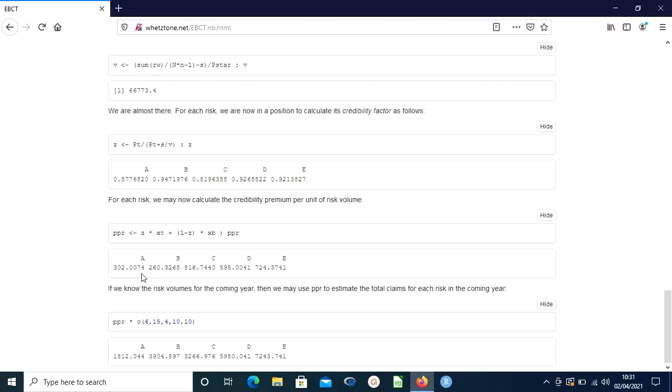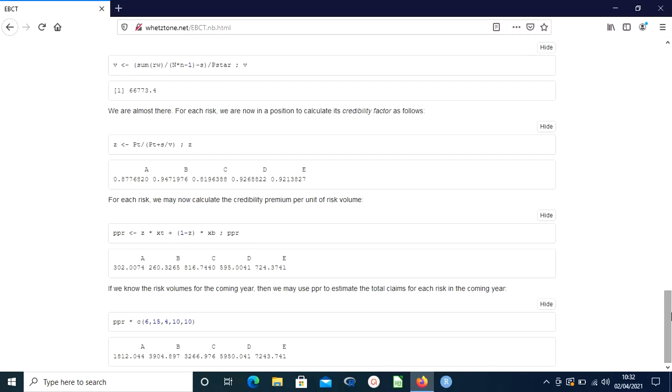So the credibility premium per unit risk volume for each of the fleets is here. So per unit of risk volume, this is the kind of claims we would expect to get. For one policy, we would expect to get 302 pounds worth of claims for fleet A. But for fleet E, for one policy, we would expect to generate 724.3741.